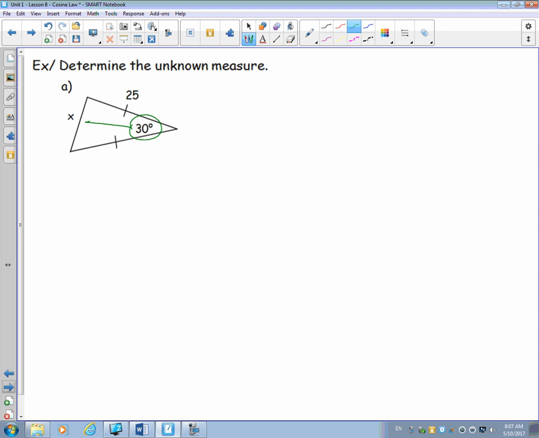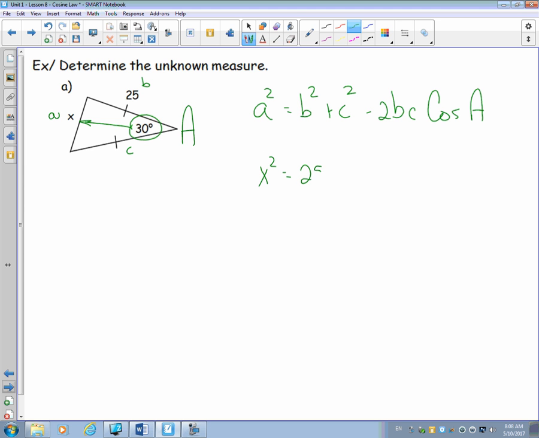So this is a cosine law question. Because I'm trying to find small x, I'm going to label that with a small a. The corresponding opposite side is the big A. B and C are interchangeable. And so my formula says a squared equals b squared plus c squared minus 2 times b times cos of a. So when I fill it in with my diagram, I have x squared for a, b is 25, and so is c because this is an isosceles triangle. And then I have b again, c again, and the cos of the angle that I have is 30.